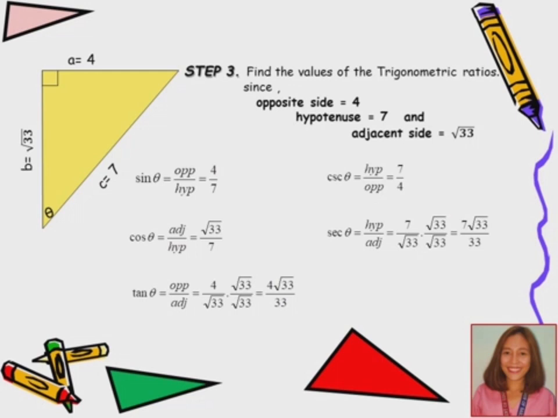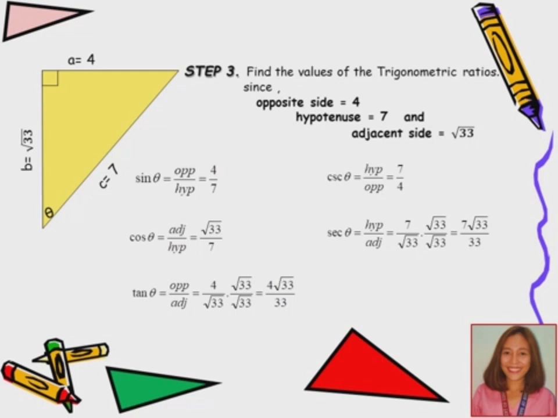That will give us 7 square root of 33. Tapos, doon sa denominator, square root of 33 times square root of 33. That will give you 33. So, therefore, your secant theta is 7 square root of 33 over 33.